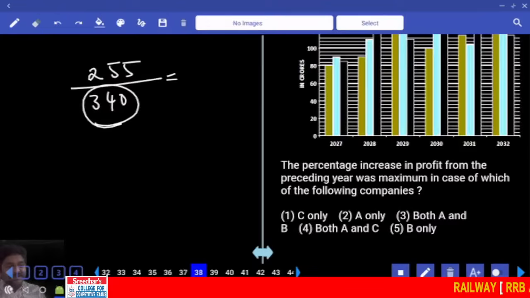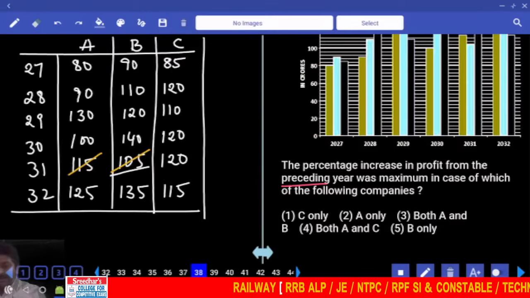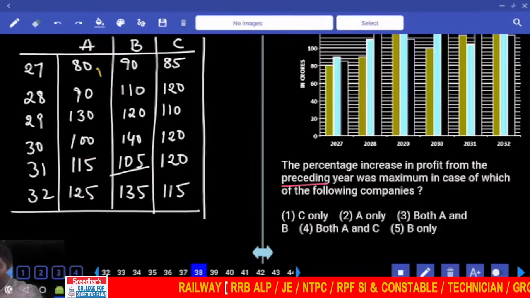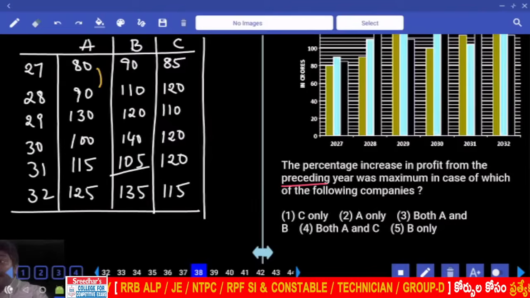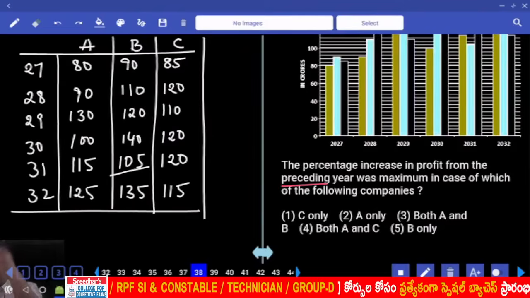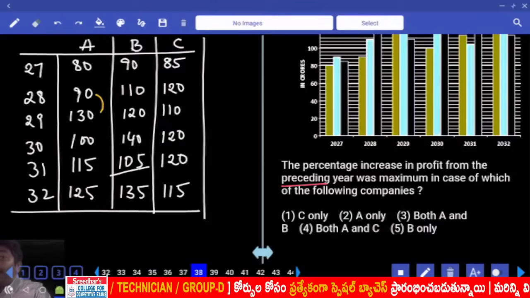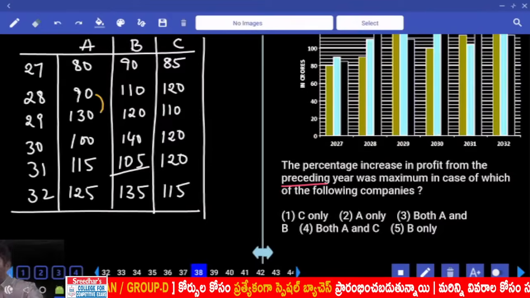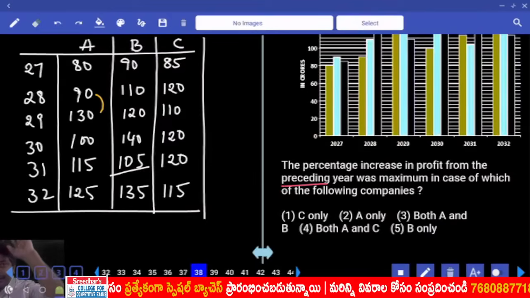The percentage increase in profit from the preceding year, preceding meaning previous year, was maximum in case of which of the following companies? Okay, let's go to the data. How much more? 10 upon 80, 1/8, right? 12.5%. Just try to calculate. How much more? 40 from 90. That means 4 by 9. 44, 4 by 9%.